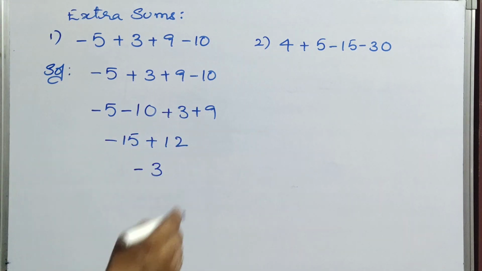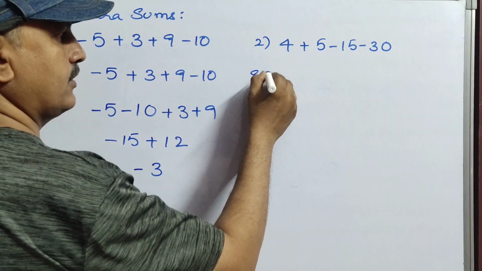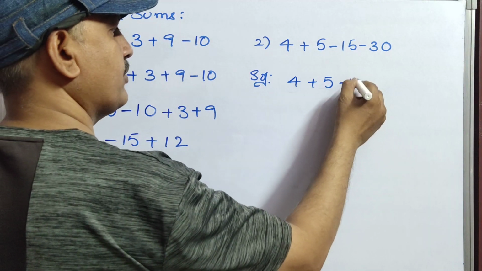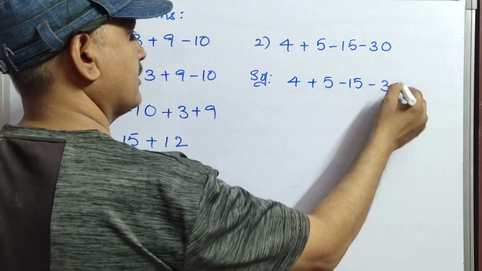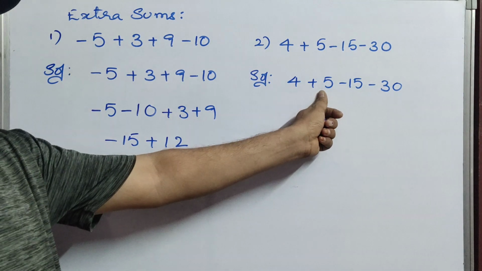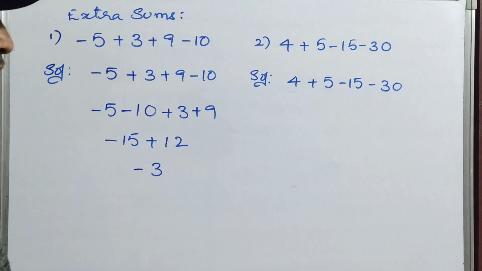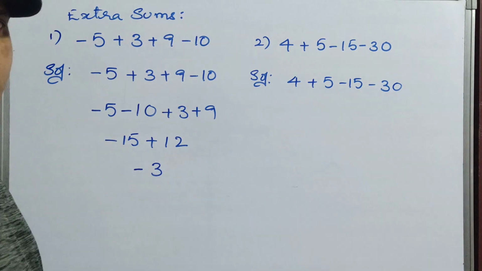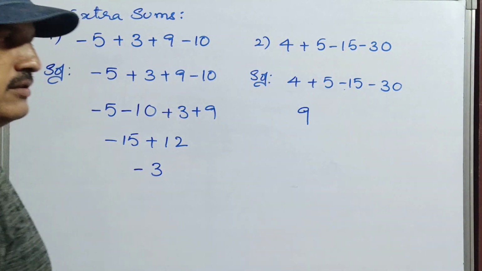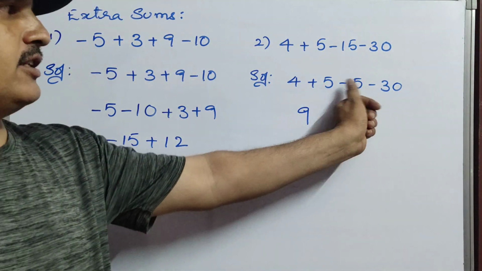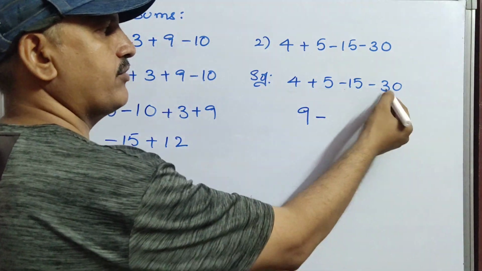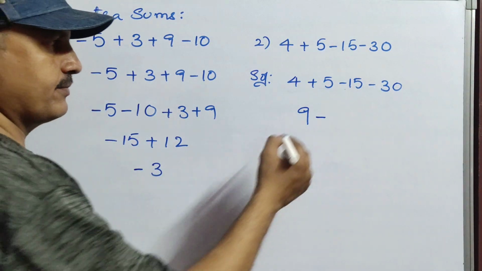Now see the second one here. 4 plus 5 minus 15 minus 30. The sum is very nice. Why? Because all pluses are here and all negative numbers are here. So 4 plus 5, 9. These two are minus symbols. That means you have to add these two and apply the minus symbol. Minus 15 plus 30, 45.